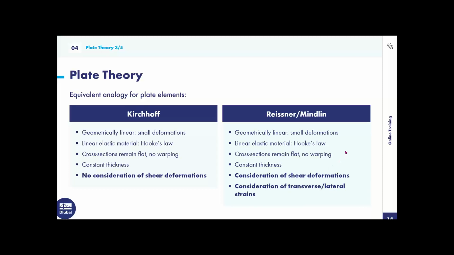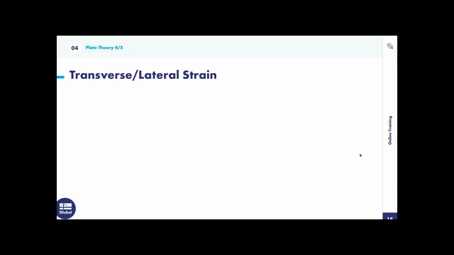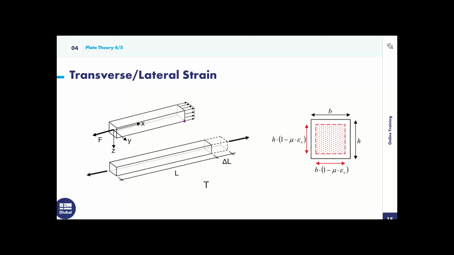So if we move to the next slide, we can get a better look at what transverse/lateral strains means. Here we have one beam, and when a tension force is applied to it along its length, the cross-section will shrink with regards to its height and width. So basically, the factor mu here is what takes this into consideration for our height and width.